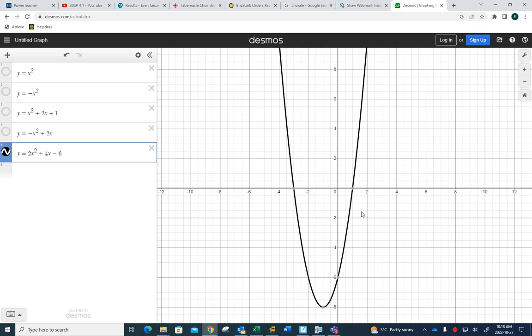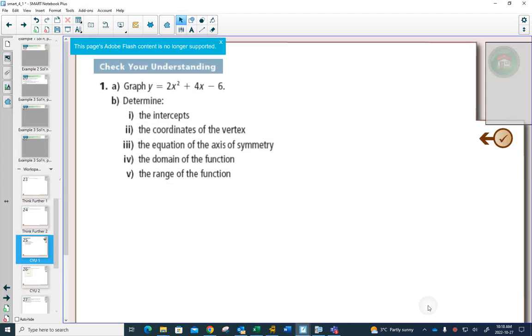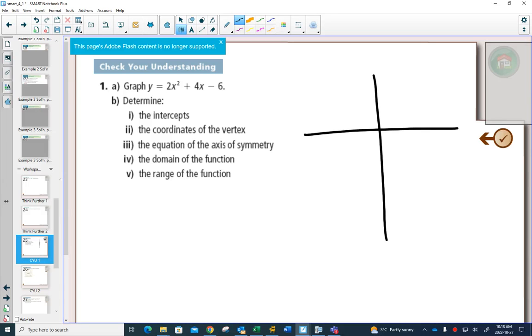So the question is, if we didn't have Desmos, or if we didn't have our graphing calculator, how would we get this picture? And how are we going to find out where the vertex is? So one of the things that we can do is we want to graph this. We've cheated already and saw what it looked like, so we can set our scale a little bit.